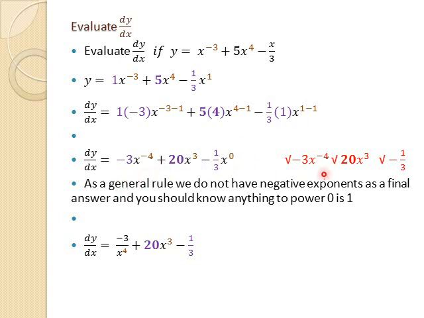There's a general rule, as I said, we don't have negative exponents as a final answer. And I assume you know anything to the power 0 is 1. So there, my final answer: minus 3, take that to the bottom, becomes x^4, plus 20x^3, and x to the power 0 is 1, times a third stays a third. So this is just some general problems. The easier ones, you don't need to show the step in the middle.